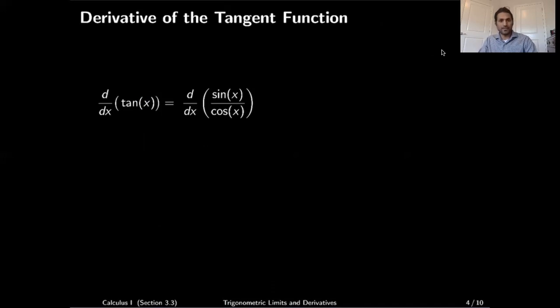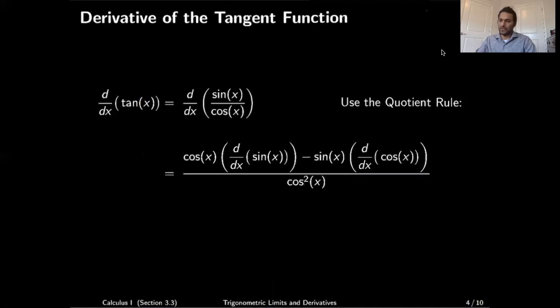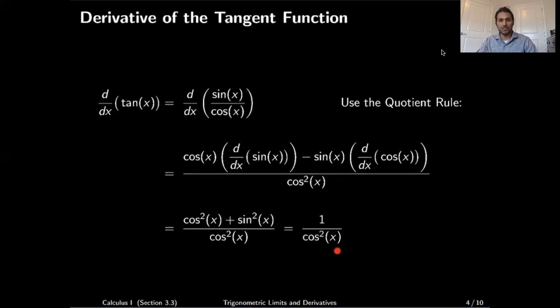So we have tangent x, which is sine x divided by cosine x. We're going to use the quotient rule, which is high d low minus low d high, divided by low square. Then I simplify the top. It becomes cosine square plus sine square divided by cosine square. Since cosine square plus sine square is 1, this will give me 1 over cosine square, and this is nothing but secant square x. So that gives us the derivative of tangent is equal to secant square x.